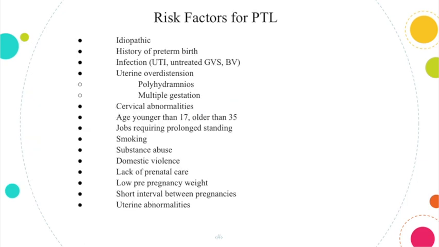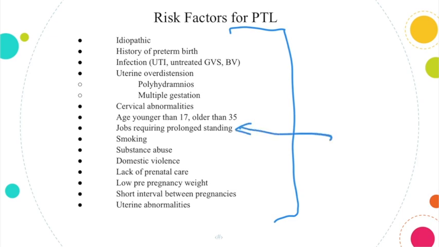So this screen here talks about all the individuals who are at risk for developing preterm labor. It's a lot. And again, I do think that this is all pretty self-explanatory. I'm going to point this one out: jobs that require prolonged standing, teaching, nursing, working at a grocery store. So you're going to have to ask those kinds of questions. Short interval between pregnancy, I always thought this was very interesting. The closer your pregnancies are together, the higher your risk of having preterm labor.